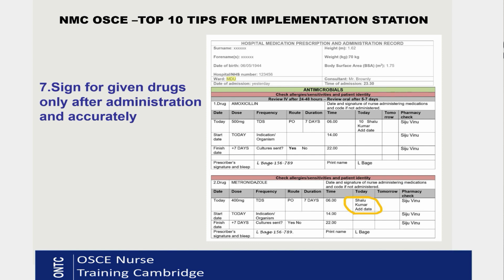So just for example, let's say we have given this drug here on your screen, metronidazole. So I've given it at 6 o'clock. I go in front of that box. Under today, I write my name, I put my signature in, I put the date in. So it's very clear that I have given it at 6 o'clock today at this time and my signature. So you can see that you need to do it accurately. Okay, so that's for the given drugs, and make sure that you do it accurately.